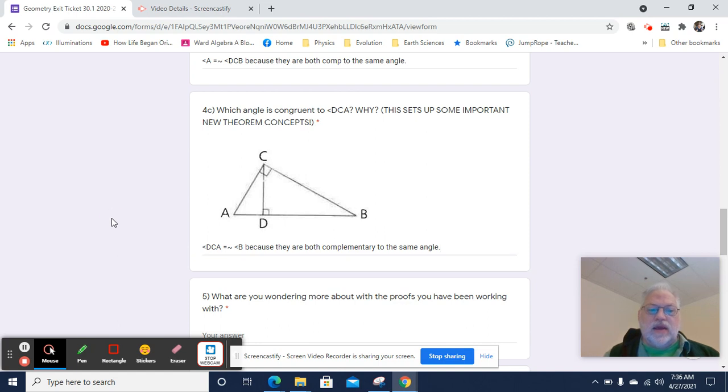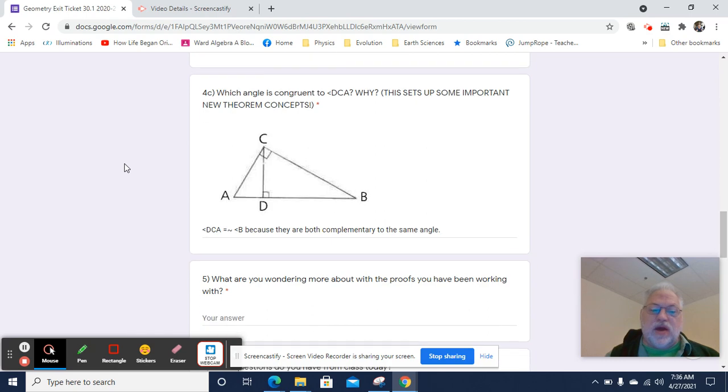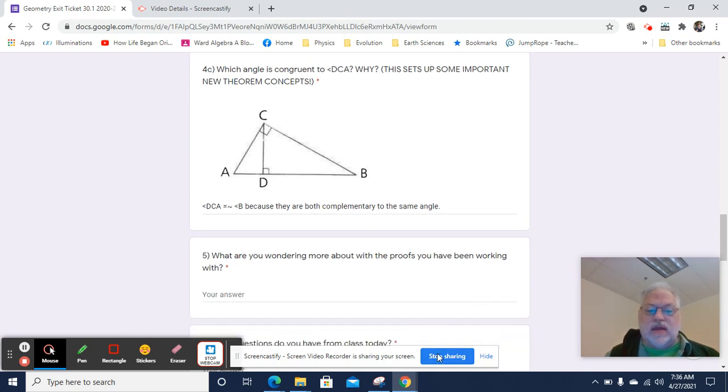And we're done. That will set up something called the altitude on hypotenuse theorem, and I hope that was helpful.